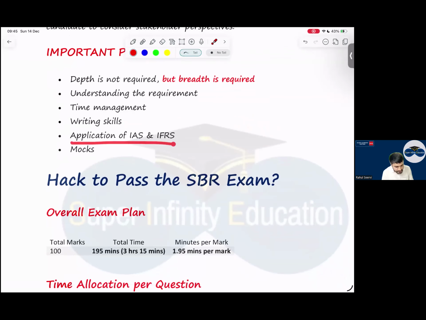Then application of IAS and IFRS. As I mentioned, the application of standards is very important when coming to the practical world. Then in the end, you have to give marks. You have to practice. As I do one topic, I will give you the list of questions. These are the exam past papers which you have to do.